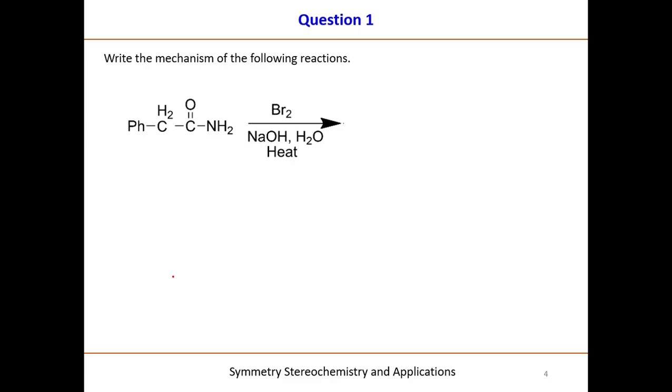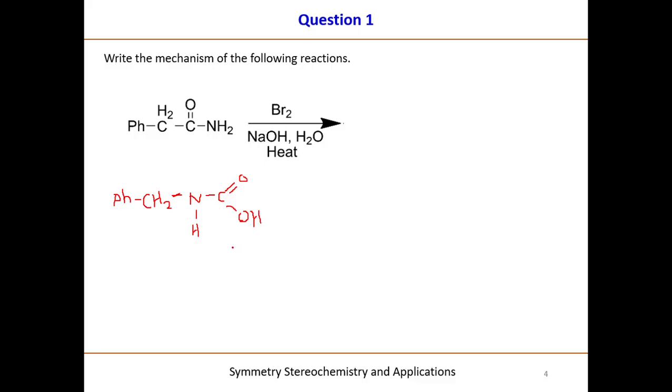So what we got in last step? Carbamic acid. I'm writing here PhCH2 nitrogen H, and this was the carbamic acid here, and OH will be here. Correct? So we got this from third step.